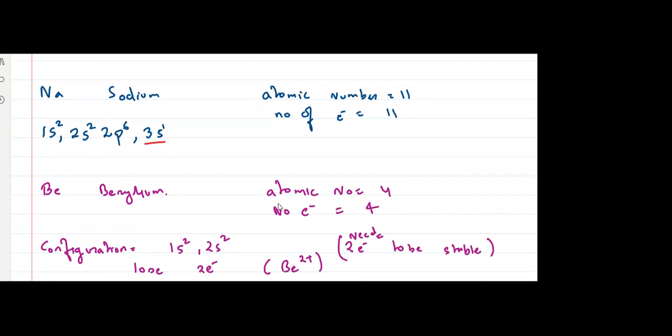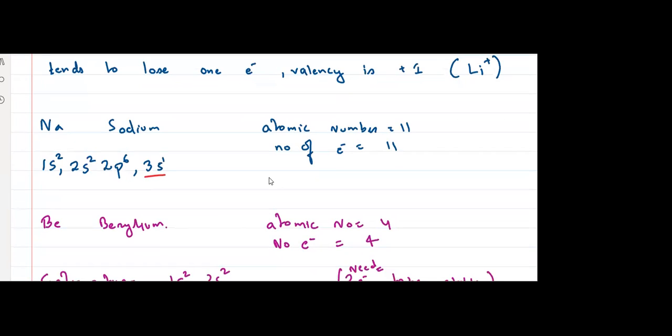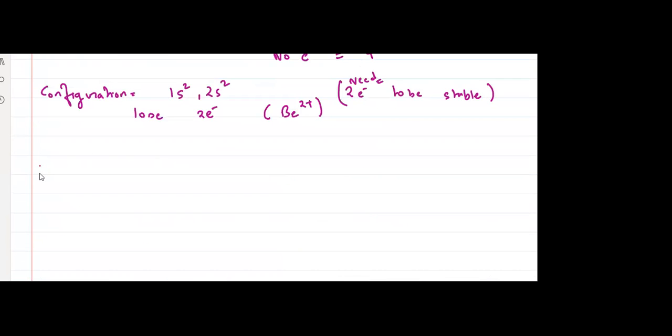This is for beryllium. Now let us talk about magnesium, Mg. See the atomic number. Everyone see the atomic number. What is the atomic number? Right? Atomic number is 12. है ना? So everyone, you have to remember the atomic number. If you remember the atomic number, then it will be easy. Mg. Atomic number 12. Number of electrons? 12. Configuration. Tell me, what is the configuration?